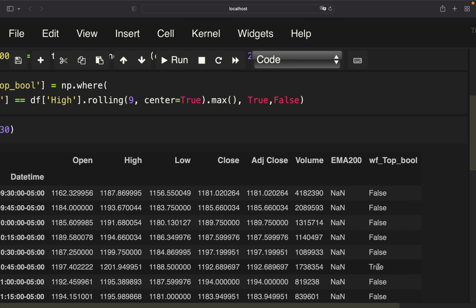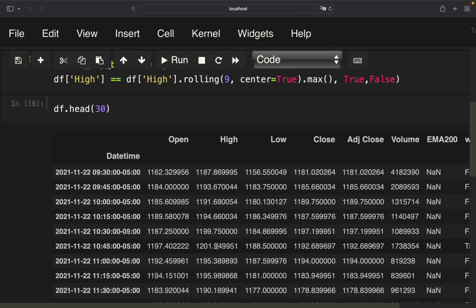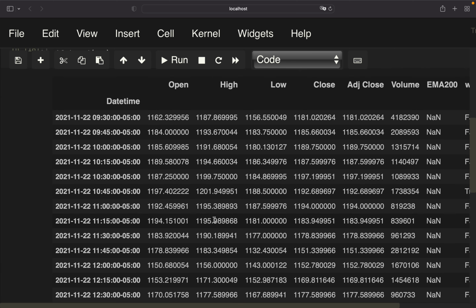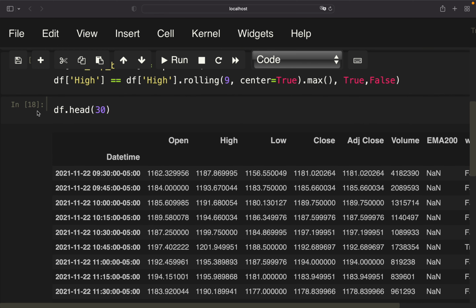So let's consider this row here. We have a high here, 1200 something. And this is higher than the four previous days and also higher than the four subsequent days, right? So this is a local max here. And if we want to have a number for that, then the top fractal is just this number. So we can just set the high being equal to this rolling window. And then we have the top fractal number. So this is what we are doing in the next step now.